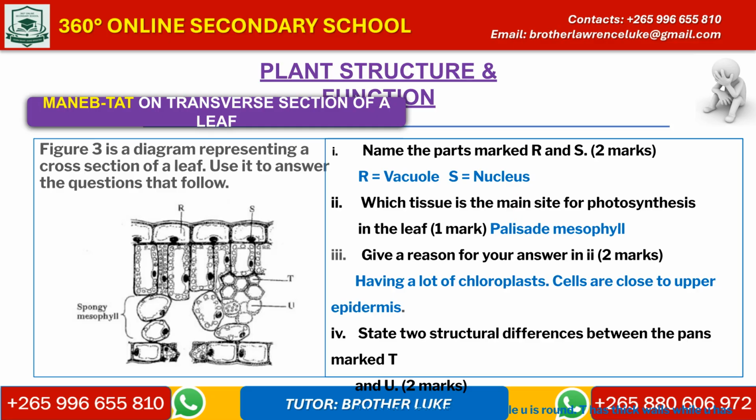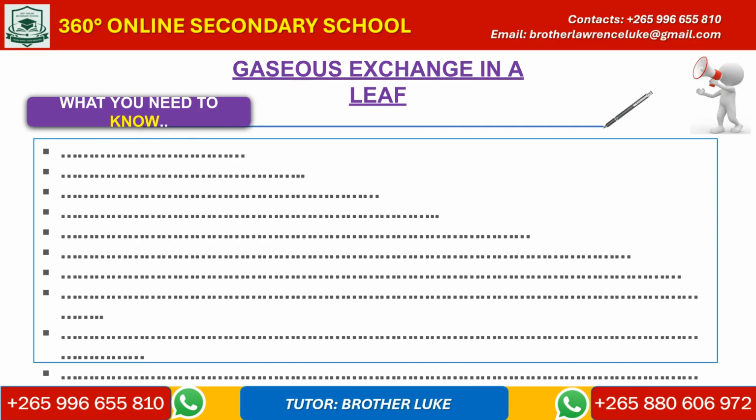T and U differ in structure. T is pentagonal with thick walls, while U is round with thin walls. Next, we will cover gaseous exchange in a leaf. This is a crucial process linked closely with photosynthesis and respiration, involving the movement of carbon dioxide and oxygen.